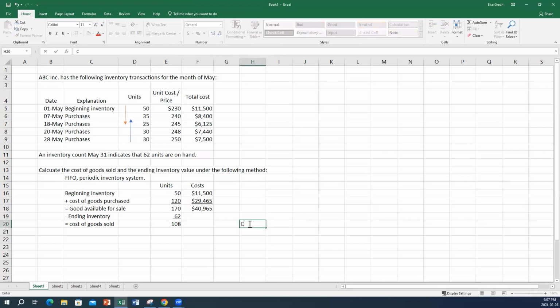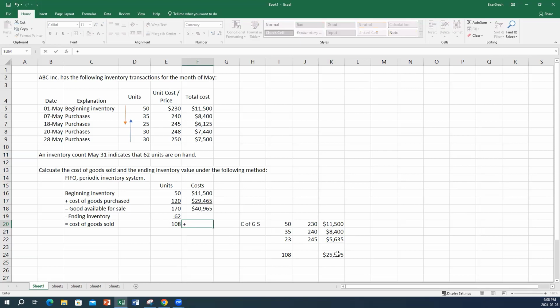If I want to calculate the cost of goods sold, I'm going to start with the 50 units at $230 each. Now, that doesn't come up to the 108. So I'm going to take the next 35 units at $240. That's $8,400. If I go down here and I just quickly add it up, I see I'm only at 85. So how many more units do I need to get up to the 108? I'm going to take that 108, subtract the 85, and I need 23 units. So when I look, I've got 25 units. I'm going to take 23 of those units at $245 each. I'm going to do the math, and I can see that the cost of goods sold is $25,535.